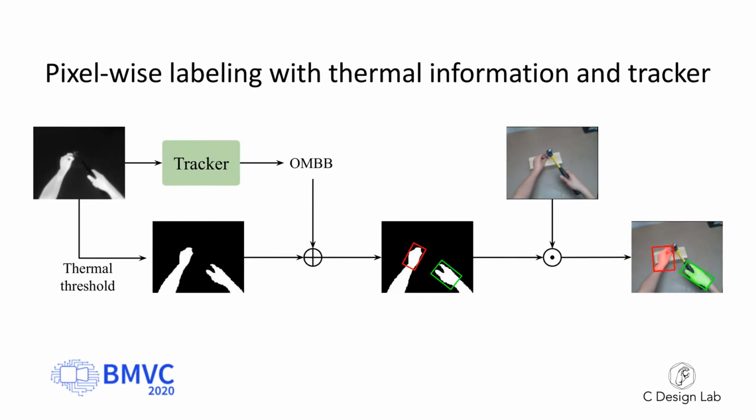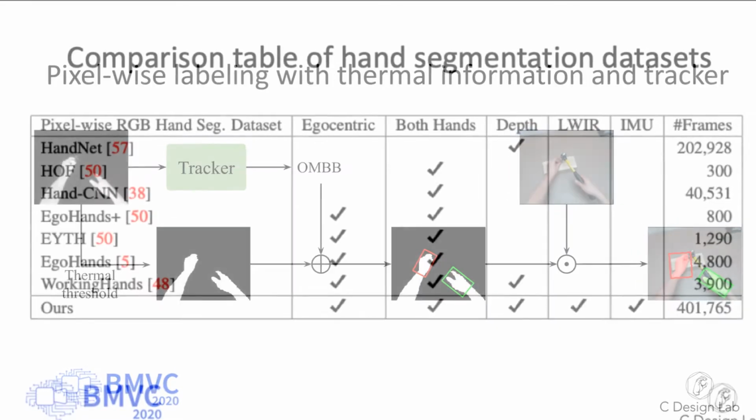To relieve challenges, we propose a method that utilizes thermal information of hands for efficient pixel-wise hand segmentation to create a multimodal activity video dataset. Our method is not affected by fingertip and joint occlusions and does not require hand pose ground truth.